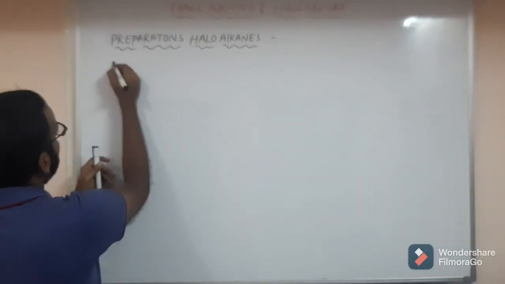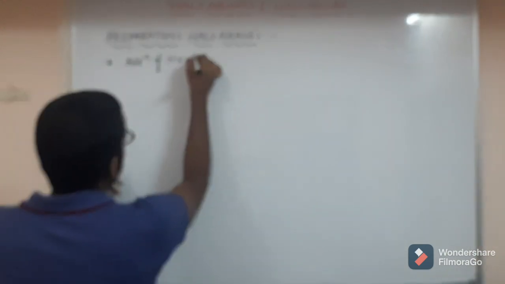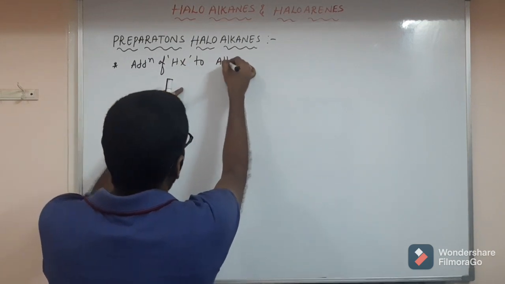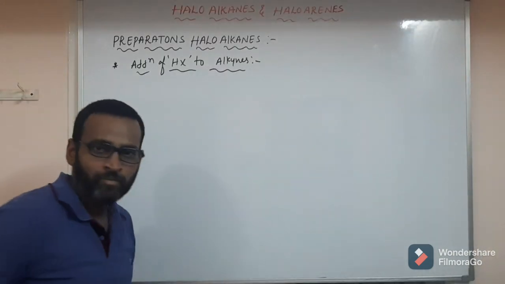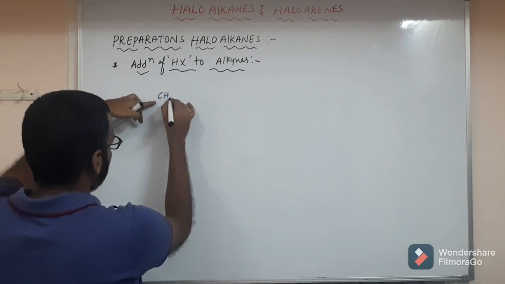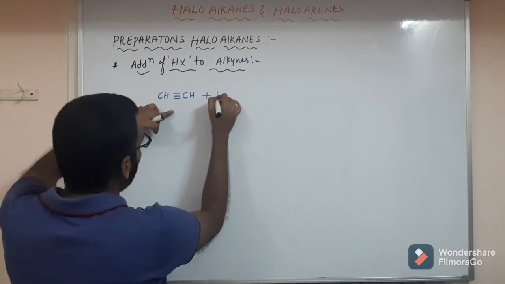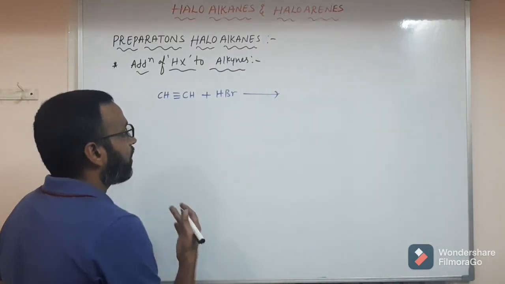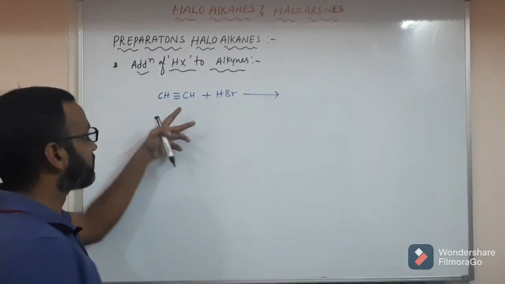Okay, so next is addition of HX to an alkyne. Two times we have to add. How many times? Two times. If I am taking this triple bond CH, and adding HBr, then Markovnikov or anti-Markovnikov is not required because both are symmetrical carbons.